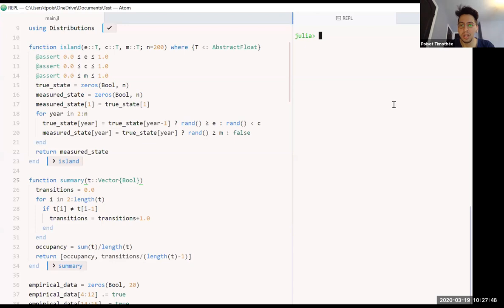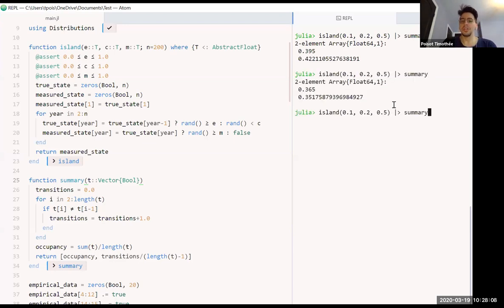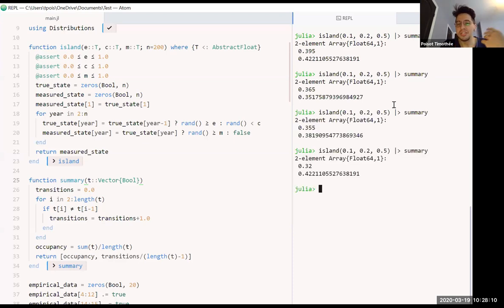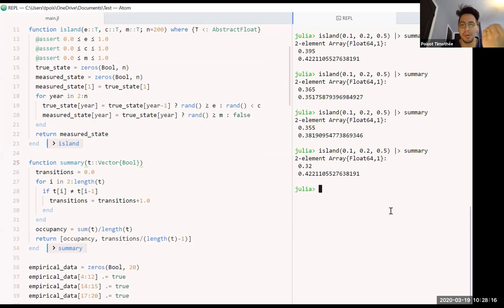So if we do our simulation here, we could pass it to summary. And then we know that for this value of parameters, we've got about 40% of transitions, and we get an occupancy of about 42% of the time. If we do it again and again, then we get slightly different, slightly similar values for this same set of parameters.